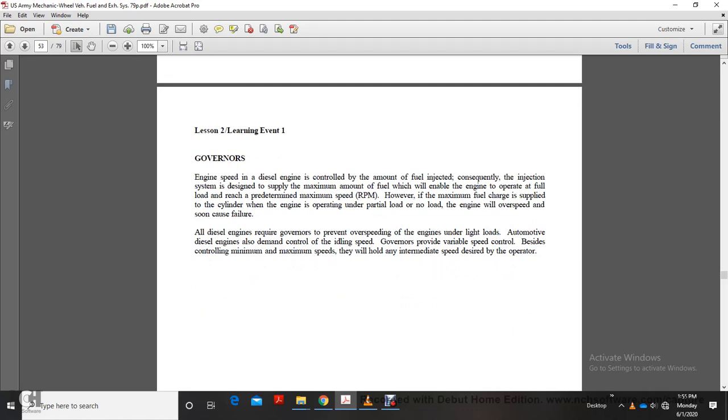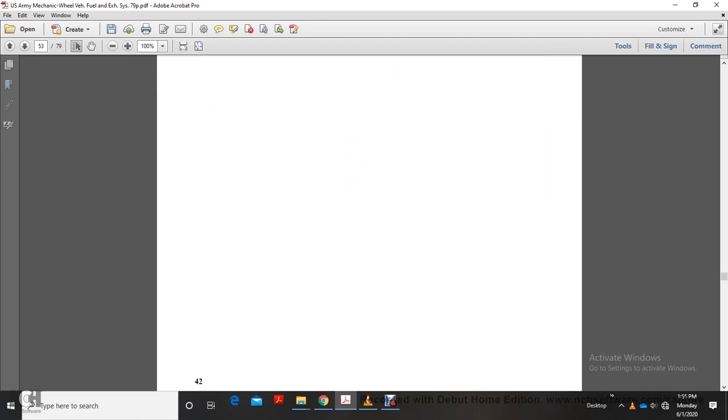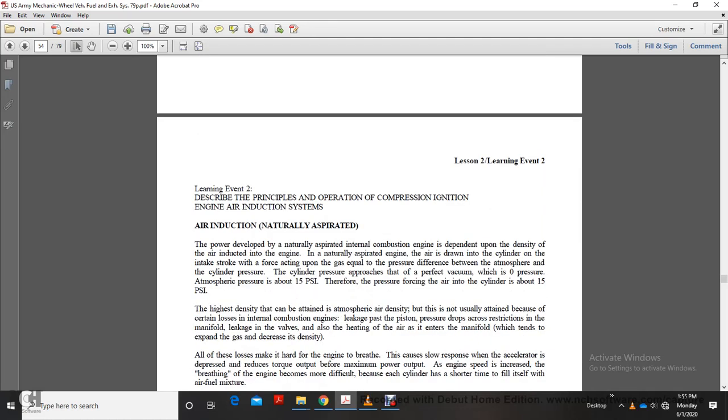Automotive diesel engines also demand control of the idling speed. Governors provide variable speed control, besides controlling minimum and maximum speed, and will hold the intermediate speed desired by the operator. Alright, learning event 2.